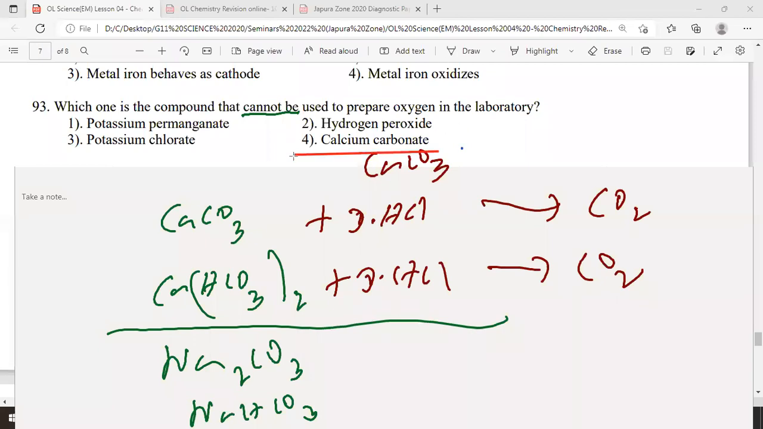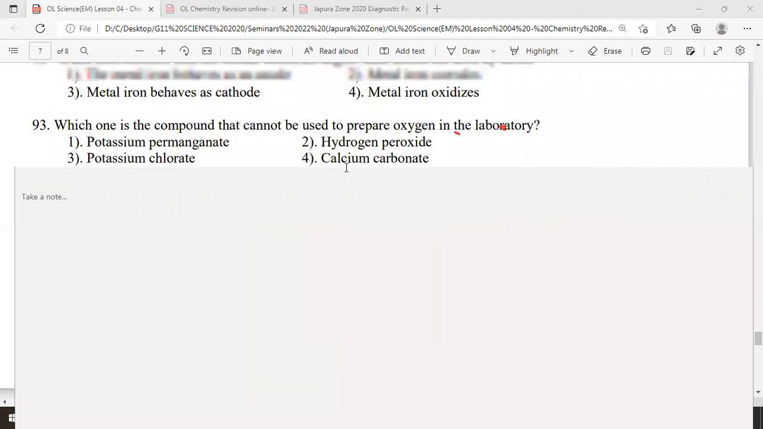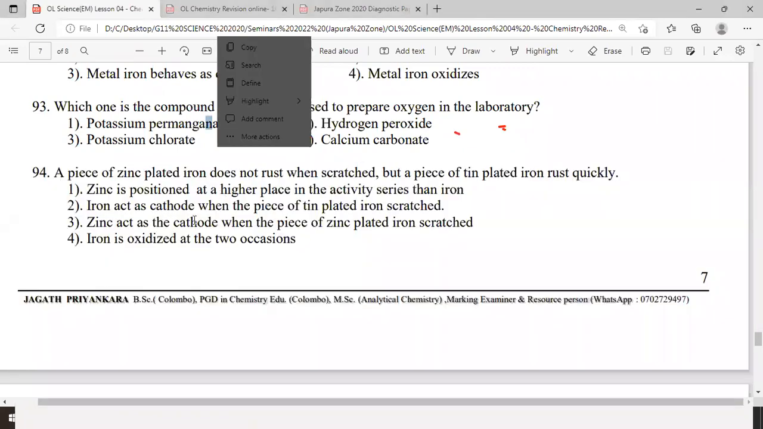How many of you got the fourth answer? Very good. Ravin, Nimasha, answer is fourth. Right. The other three can be used. Question number 93, I gave the answer. So at the end of 100 MCQs, you can check how many are correct and whether you are okay with the chemistry for your O level. Right. Question number 94. Look at the screen, everyone. What is the answer?